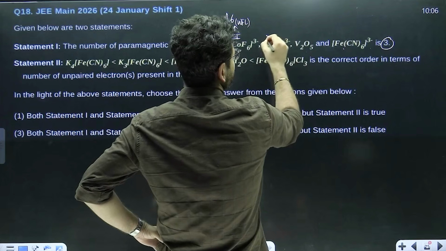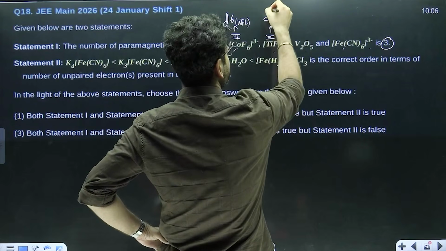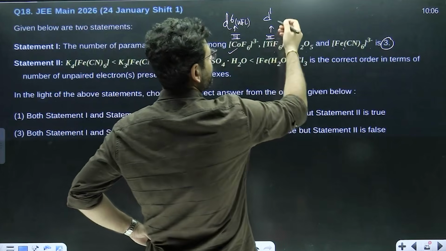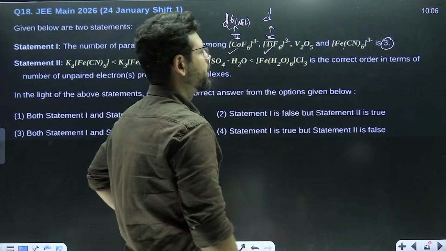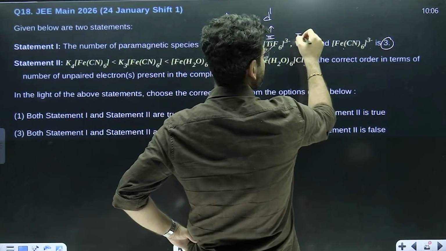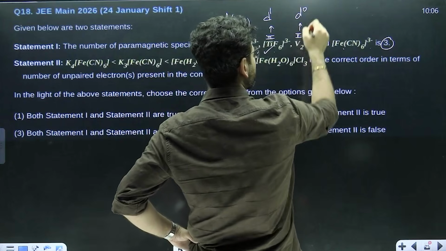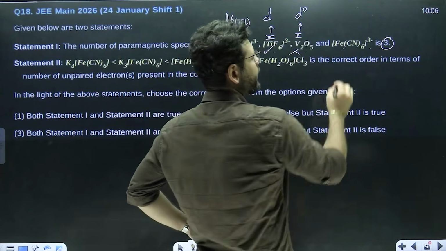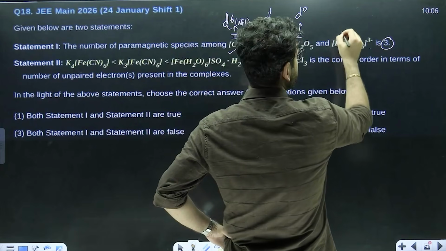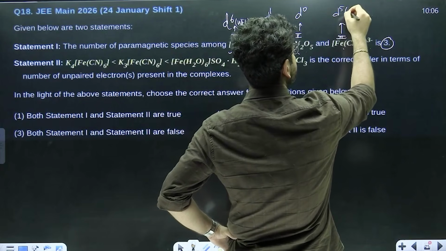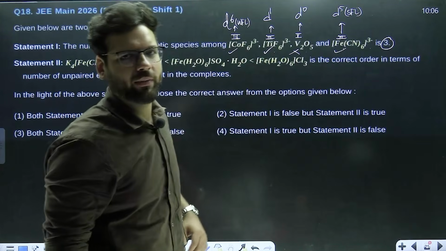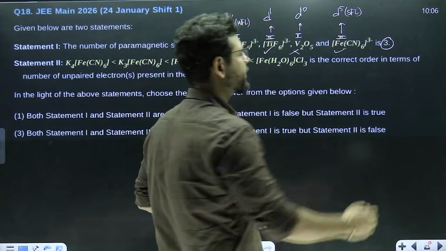Titanium plus 3 means d1. d1 has to be paramagnetic. V2O5 means vanadium plus 5. V plus 5 is d0. So it has to be diamagnetic. Here is iron plus 3 means d5 with strong field ligand. d5 has to be paramagnetic because odd electrons can never be diamagnetic. So 3 is correct, absolutely correct.